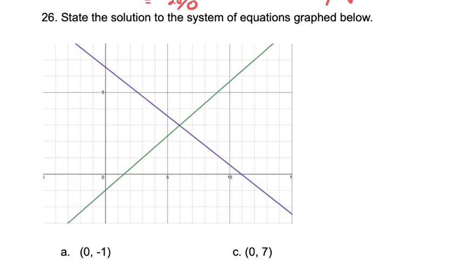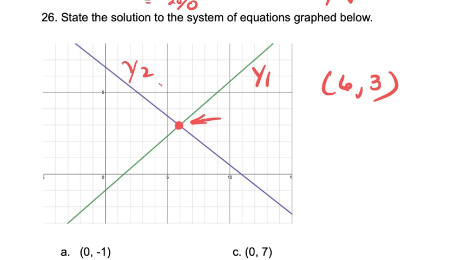Number 26 rather, find the solution to this system. There it is. This is equation 1. This is equation 2. Where do they cross? Right there. Remember, solutions to systems are where they intersect. Here's 0, there's 5. This is 6. 1, 2, 3. So the solution is 6, 3.